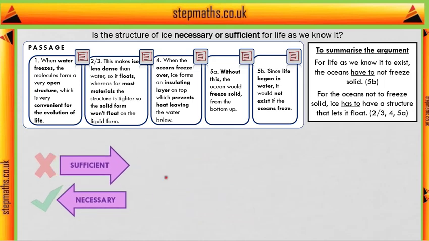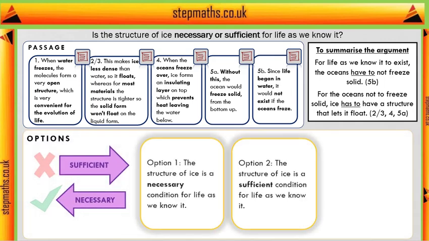And if we look at the options, basically, we're given two, necessary and sufficient, and we're allowed to choose either one or the other, or both or neither. And choosing just option 1 corresponds to the answer being B.